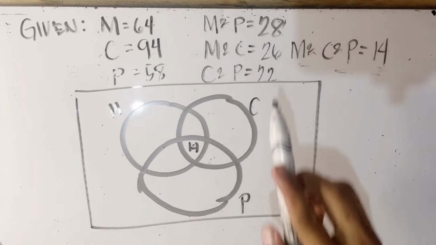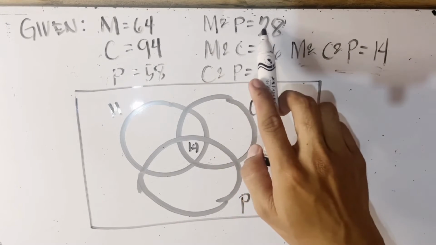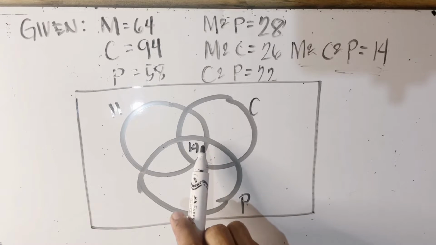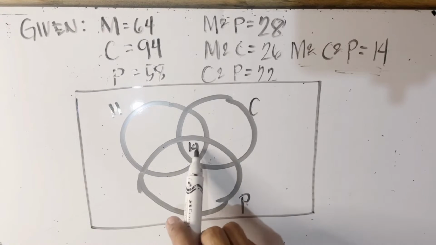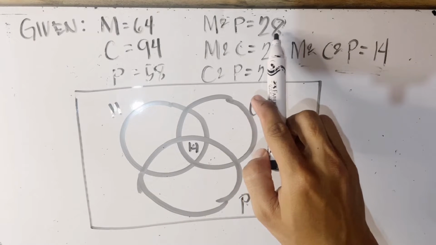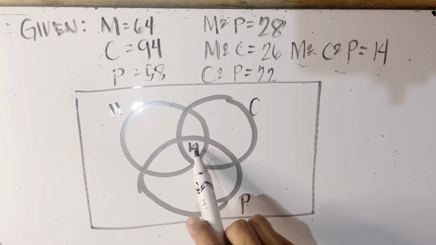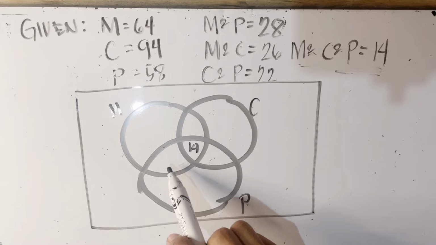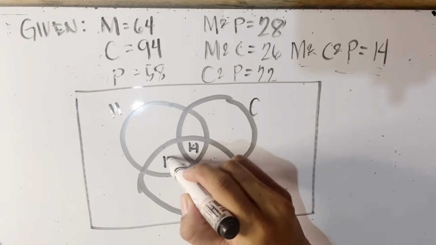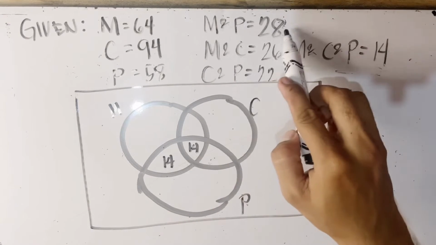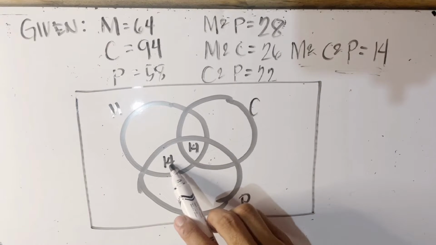Next, we have M and P. We have 28. If this is M and this is P, the intersection between M and P is this part here, which should be equal to 28. Because we have already 14, what is left to 28 is 14. So we will just minus 14 to 28. So 28 minus 14 is 14.